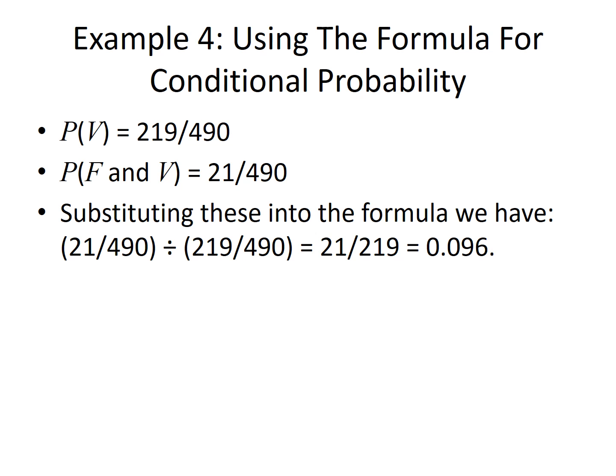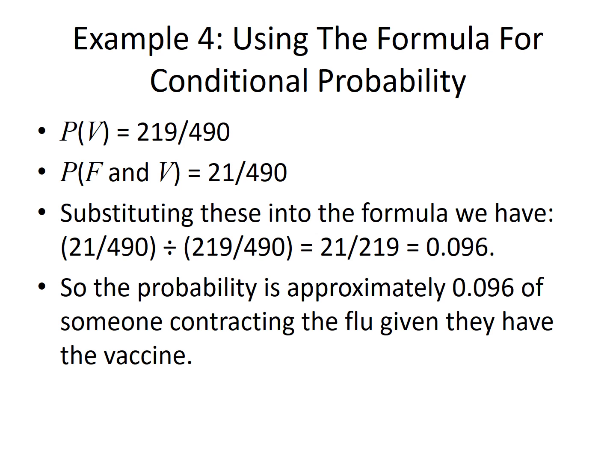And substituting these into the formula, we have 21 over 490 divided by 219 over 490, and that gives an answer of approximately 0.096. So there is approximately a 0.096 probability of someone contracting the flu given they have the vaccine. Or, if you like, you may say about 9.6%.